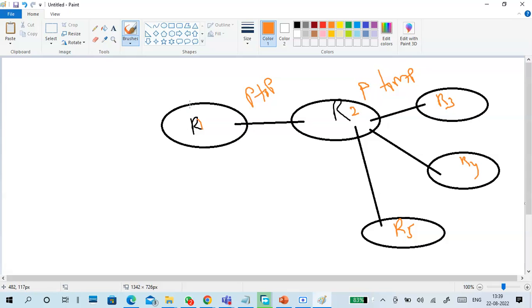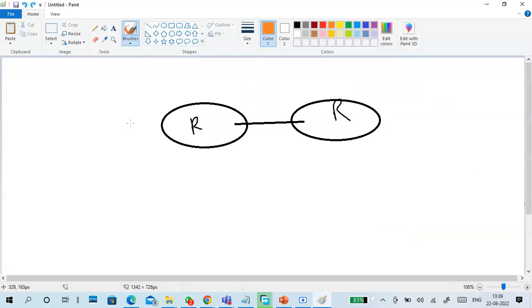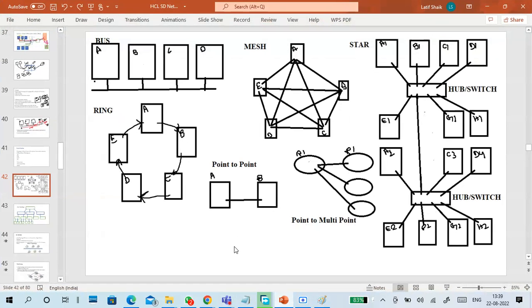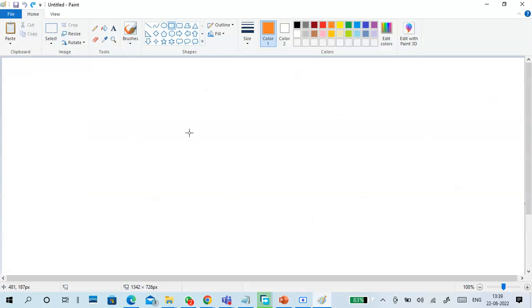And what is hybrid? Hybrid is a mixture of two or more topologies. For example, this is point to point, right? I created a star topology, but there is also a point to point, so obviously it is a hybrid. Some people say like that, so we don't know. Okay, I will tell you one very simple rule: it is when you are using mixed topologies. For example, you choose.